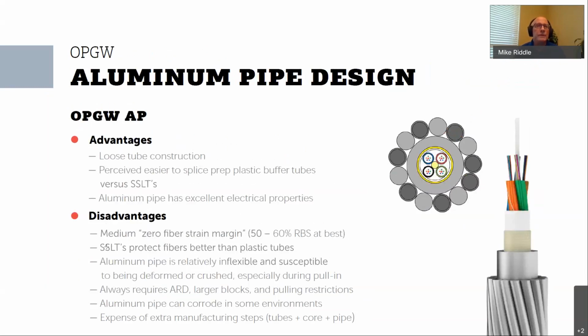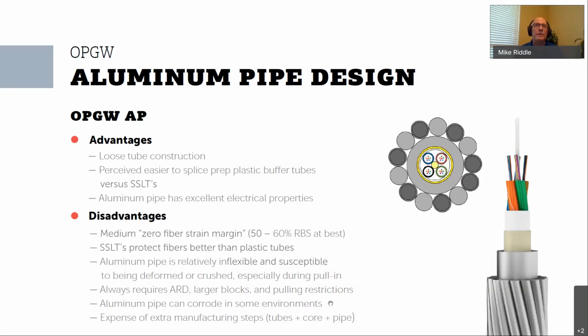Disadvantages. I do think that the stainless steel loose tubes provide better long-term protection. That aluminum pipe is relatively inflexible and susceptible to being crushed or deformed during pull-in. And because of that, you always need an anti-rotation device with these types of cables. You have to use larger stringing blocks, and you've got pulling restrictions, how far you can go and how many angles you can pull through.